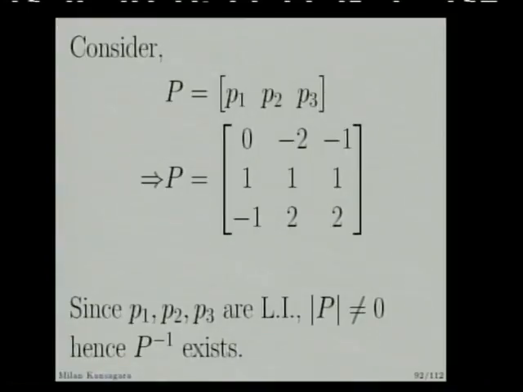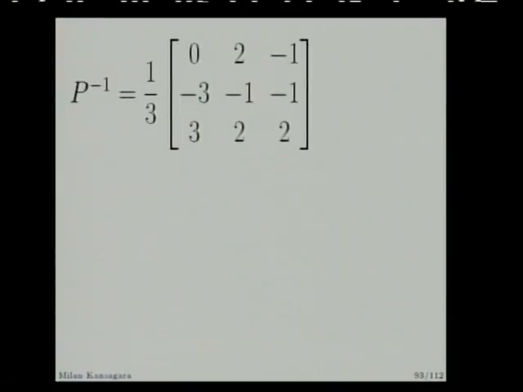Since P1, P2, P3 are linearly independent, its determinant will be not equal to 0. Verify that its determinant is non-zero. The reason is that these vectors P1, P2, P3 are linearly independent, so P inverse exists. Let us find its inverse. As we can see on the slide, P inverse is 1 by 3 times this, and it is easy to calculate.